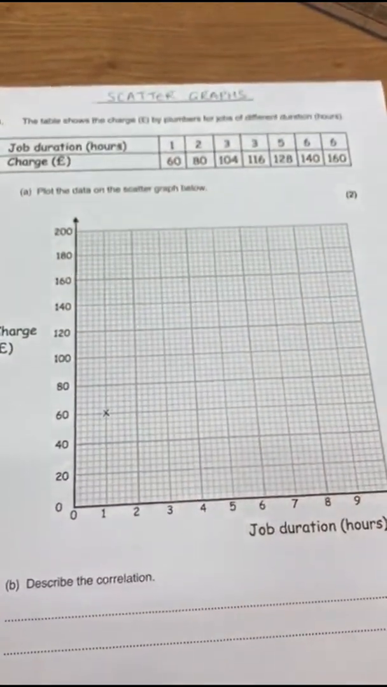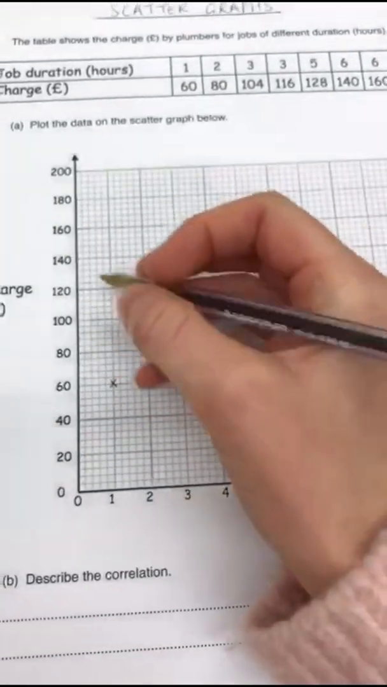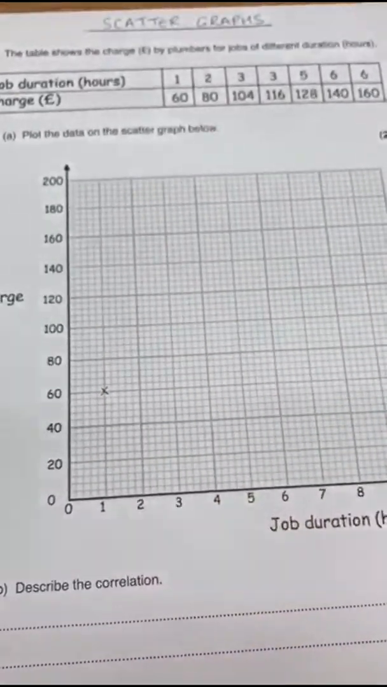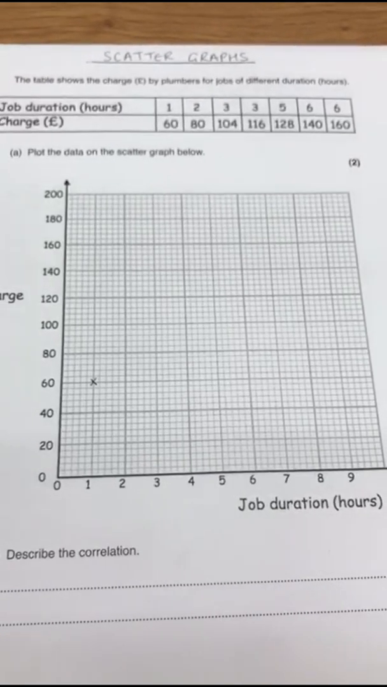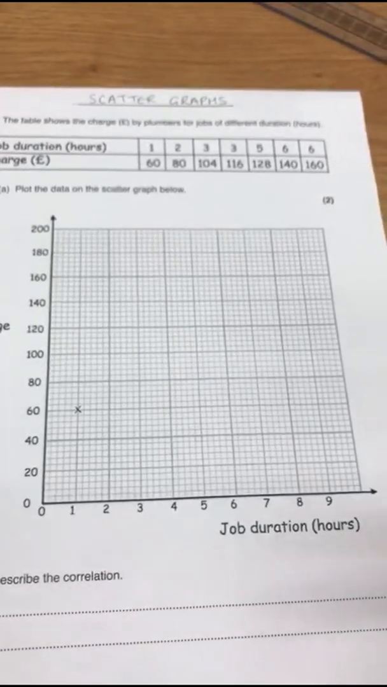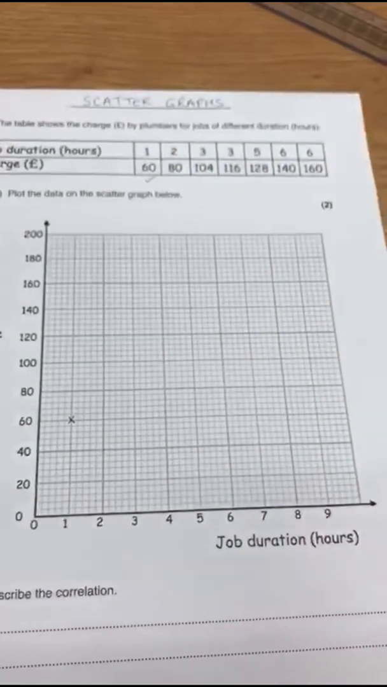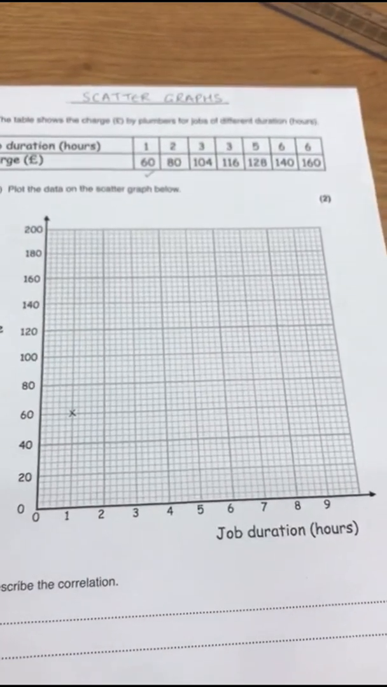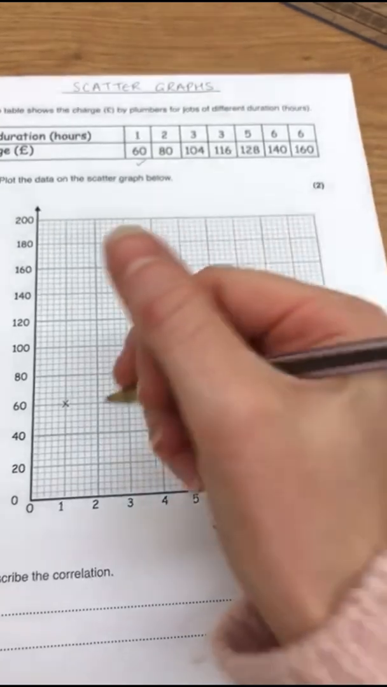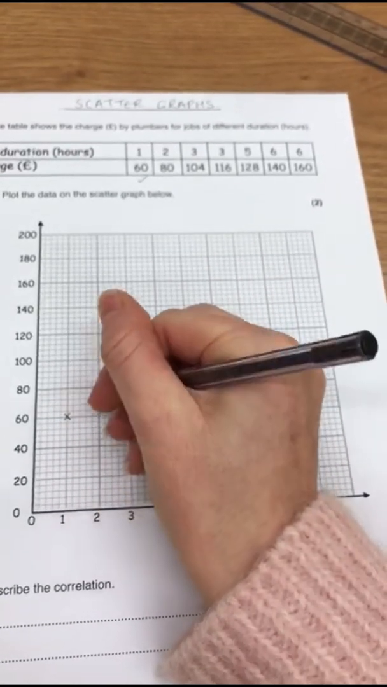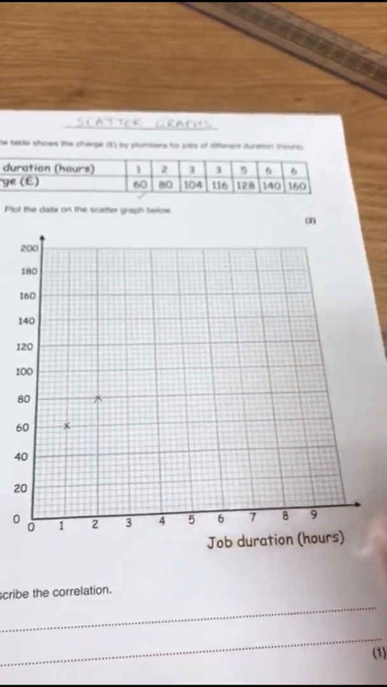Now the plots do have to be accurate. They do need to be on the cross of those lines. If they're slightly out, you can lose marks at GCSE level for that. Okay, the second one, and I'm going to tick that off as well just so that I don't miss any. The second one is 2 hours and they charged £80. So I'm going to go to 2 hours here and go up to 80. Tick it off.